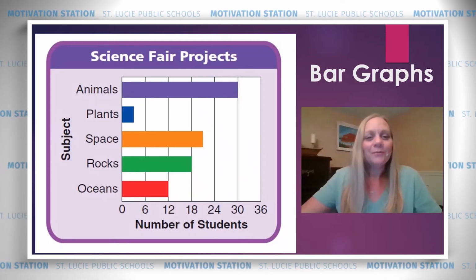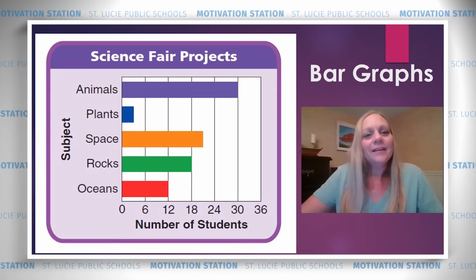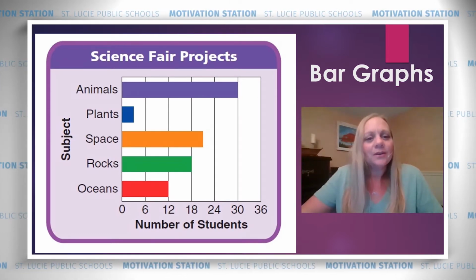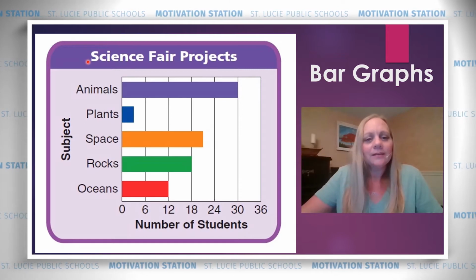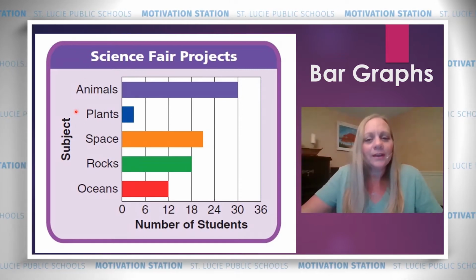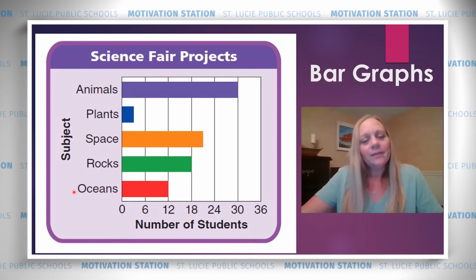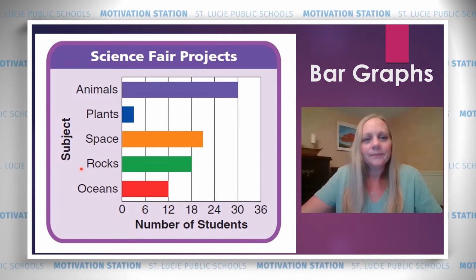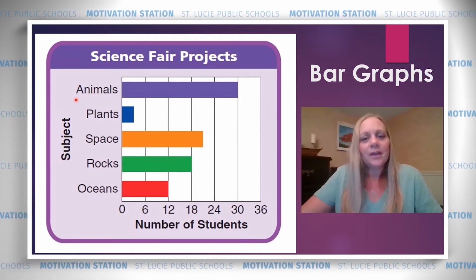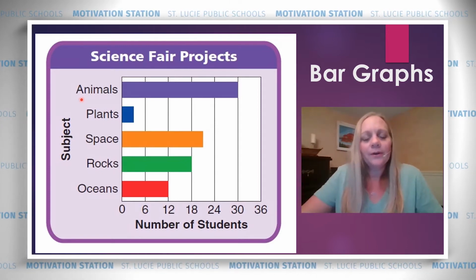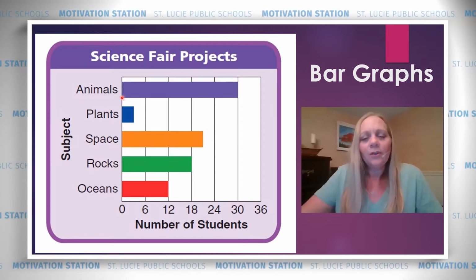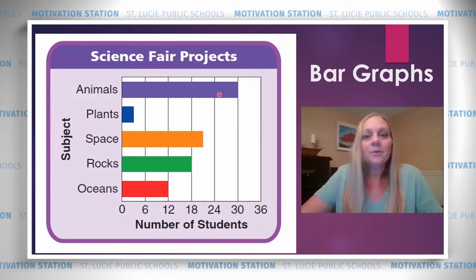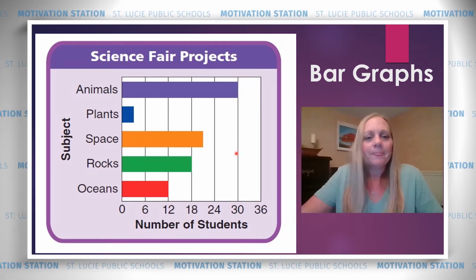The first bar graph we're going to look at today is titled Science Fair Projects. The subjects are along the y-axis and the number of students are along the x-axis. The first category is animals. We're going to label each category with the number. Animals stretches all the way out to this line, which is 30, so we're going to label animals with 30.